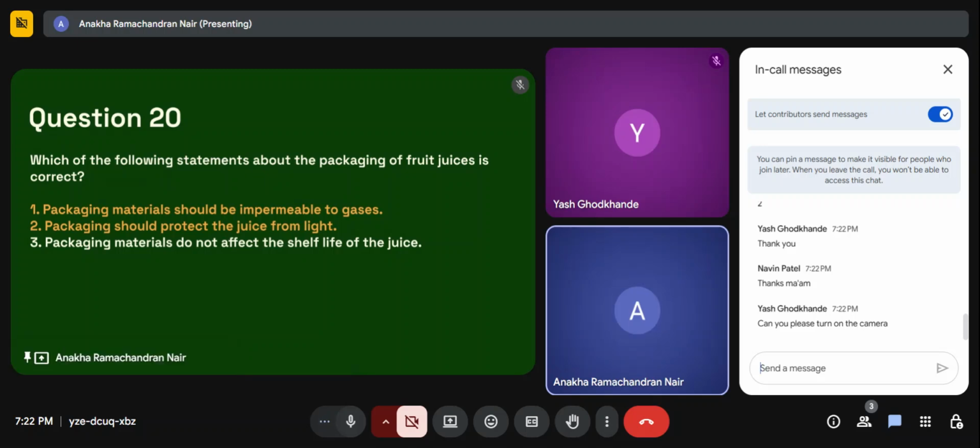For what reason should I turn on the camera? I'm slightly uncomfortable with turning on the camera. That's why I don't do that. And my network is also not great. So I'm going to say no to that.